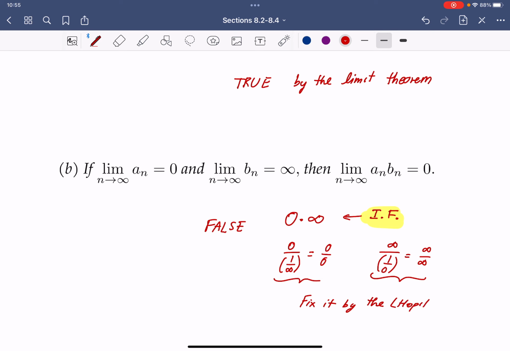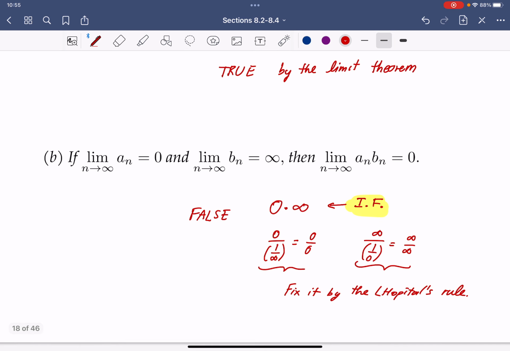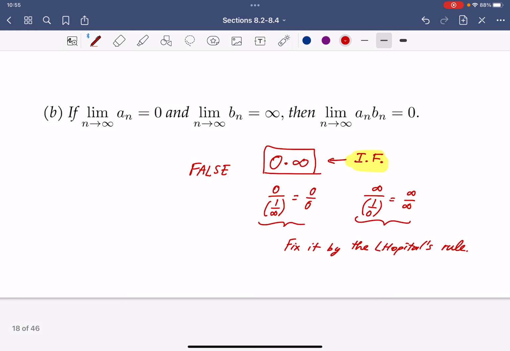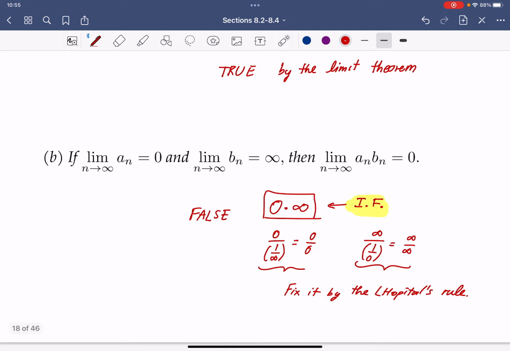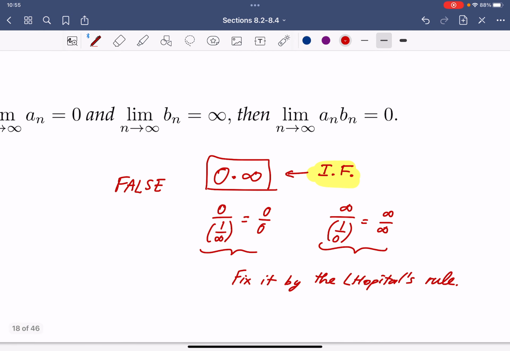The L'Hopital's rule, which we already have an example of before: when you see 0 times infinity, you have to fix it with the L'Hopital rule. Good one. Next one. Is that good? Okay, I will try to make it here so it will not go down much. Okay, so the next one.